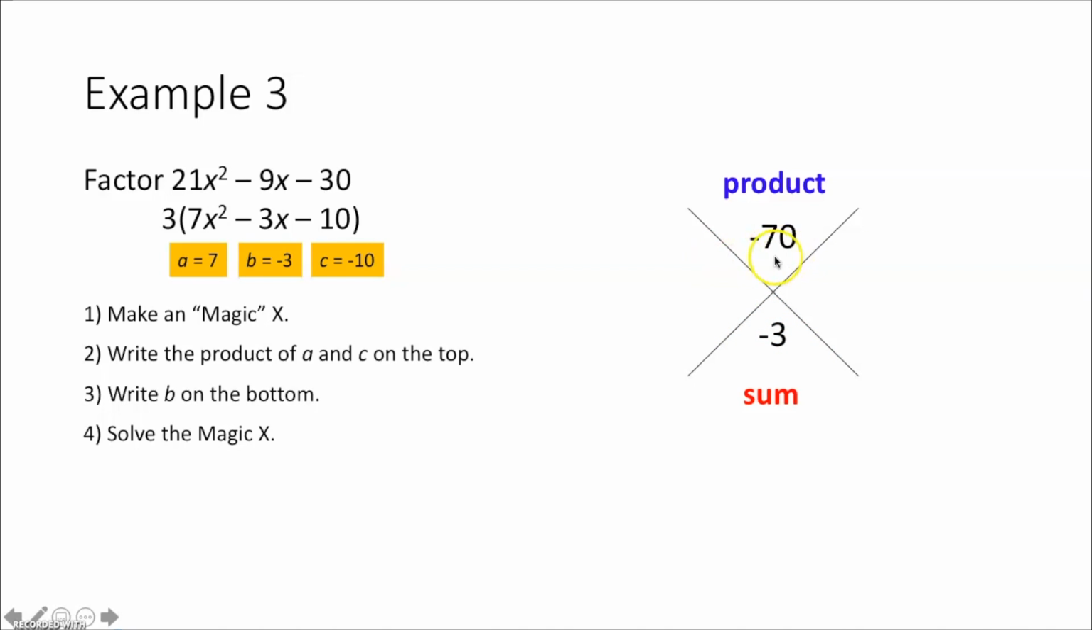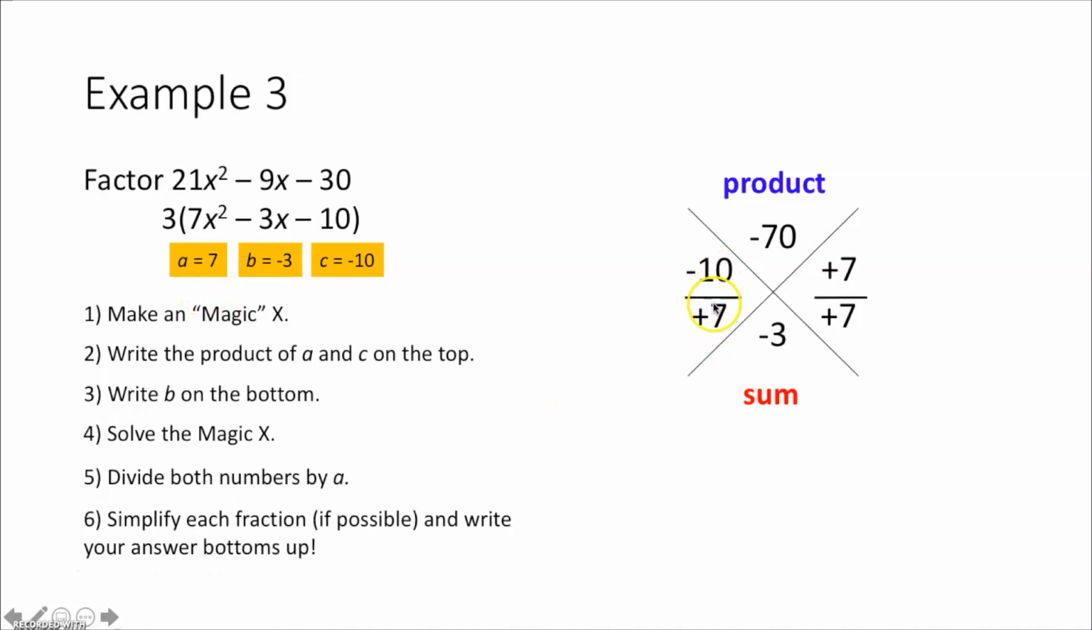So two numbers that multiply together make 70. How about 7 and 10? And then your bigger number has to be negative. So it'd be negative 10 and positive 7. Now, we divide each of those by our a value, which in this case is going to be 7. We simplify those fractions. Can we simplify negative 10 over 7? No. Can we simplify 7 over 7? Yes, that actually simplifies to 1. But I don't want to write it as just 1. I want to leave it as a fraction so I can go bottoms up. So instead of writing 1, I'm going to write 1 over 1. Means the same thing, but now I can go bottoms up.